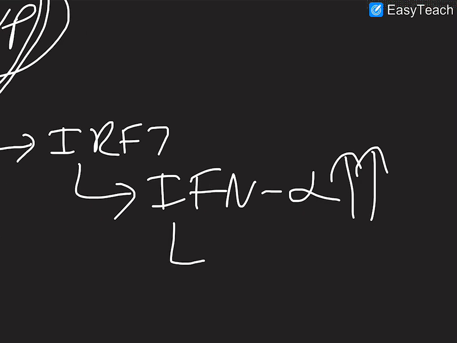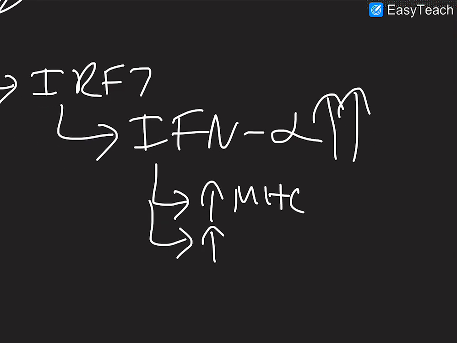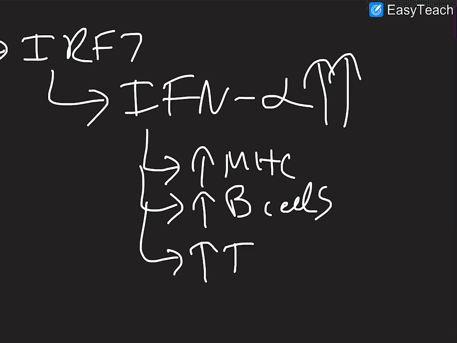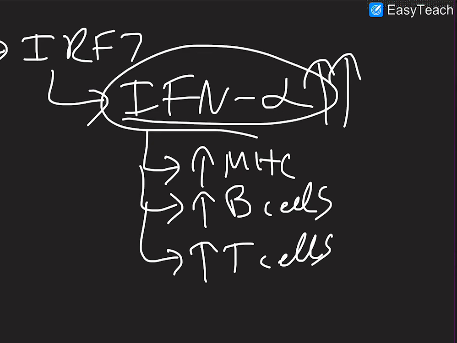Well, interferon alpha increases MHC expression. It actually promotes survival of B cells, and in this case we're talking about autoimmune, self-reactive B cells. And it helps increase the activation of T cells. So interferon alpha is promoting your immune system, the activity of the immune system.